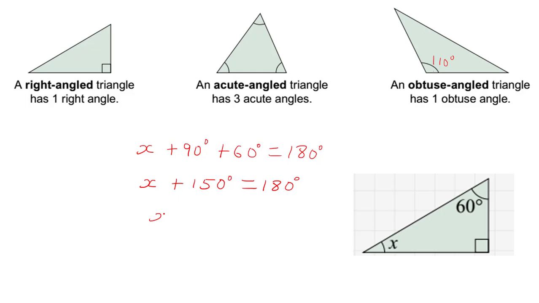Now, to do that, you can always just do the opposite. So you do 180, take away 150. It's going to be 180 degrees, and all you're doing is taking away 150. And that becomes 30 degrees. So x is basically going to be 30 degrees. That's how to solve that.